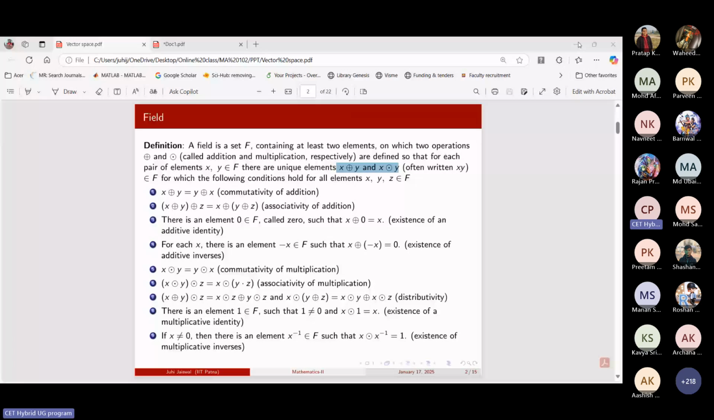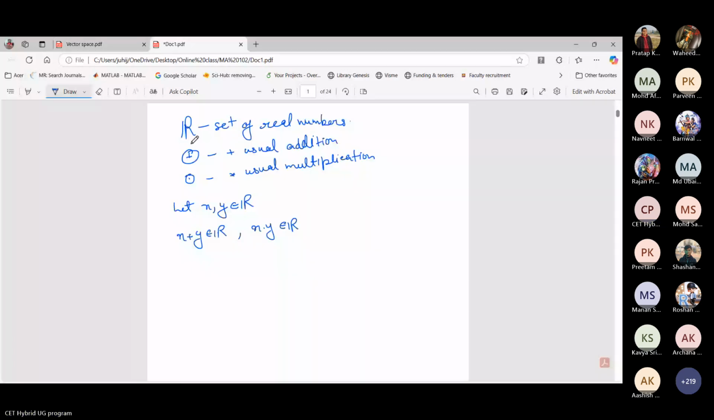Now let us see the second one, the commutativity property. If R is the real number set, commutativity of addition.